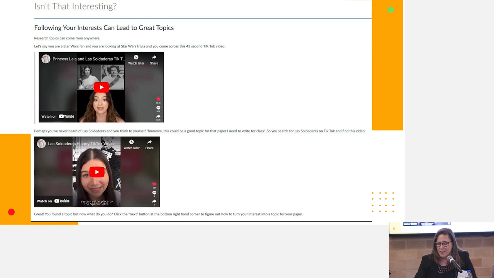Now, here is one of the first pages in that module. It starts by explaining to students that a research topic can come from anywhere. In this example, the student has run across a TikTok video while looking for Star Wars trivia. It takes a turn and talks about how the hair of Princess Leia in the first original Star Wars movie was inspired by the female soldiers called Las Soldaderas during the Mexican Revolution. This then inspires the student to search on TikTok for another video that explains more about who these women were. And from there, they're off to the races with a potential research topic for their paper.